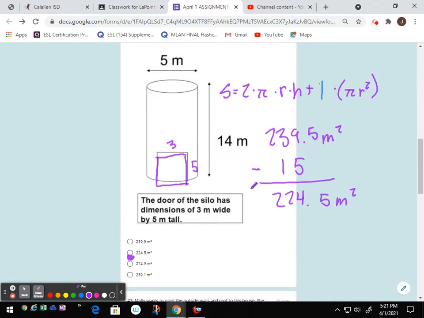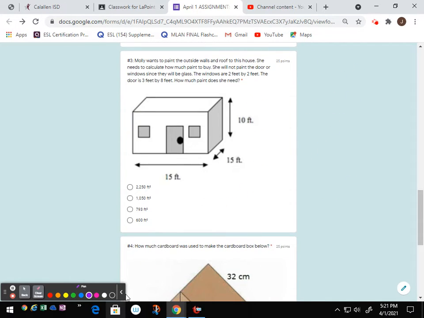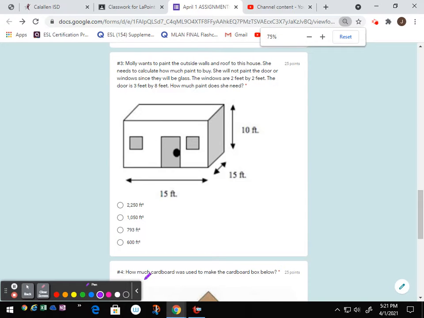We're going to move on to question 3. Number 3 says Molly wants to paint the outside walls and roof of this house. She needs to calculate how much paint to buy. She will not paint the door or the windows since they will be glass. The windows are 2 by 2 feet. The door is 3 by 8 feet. How much paint does she need?